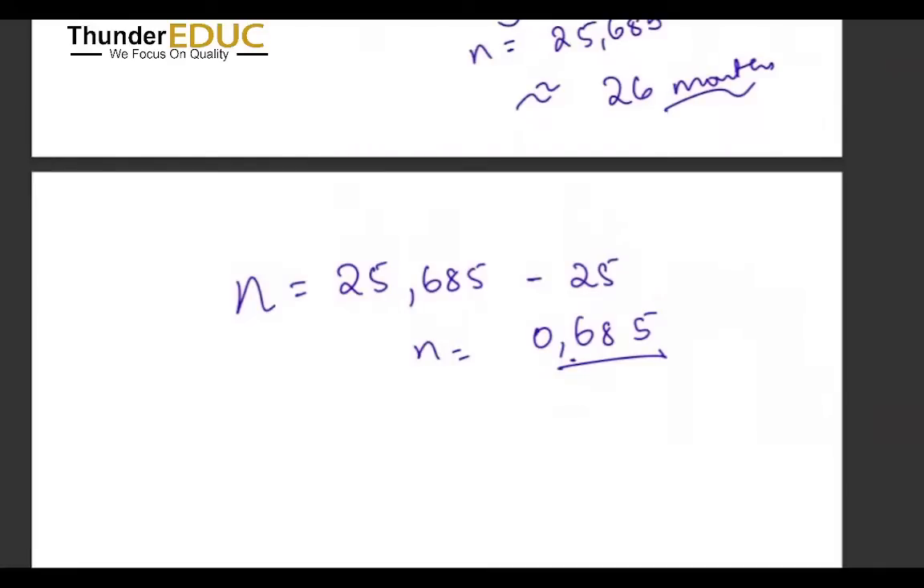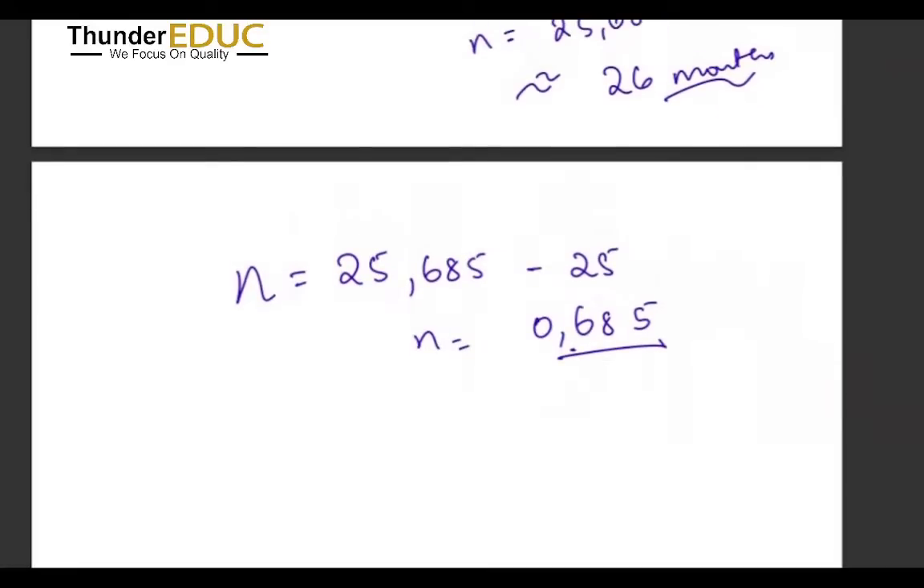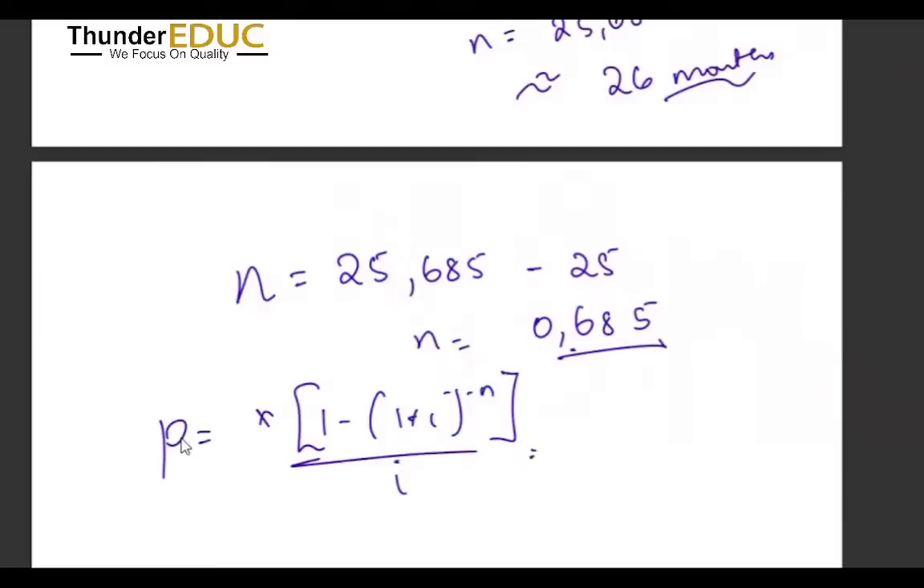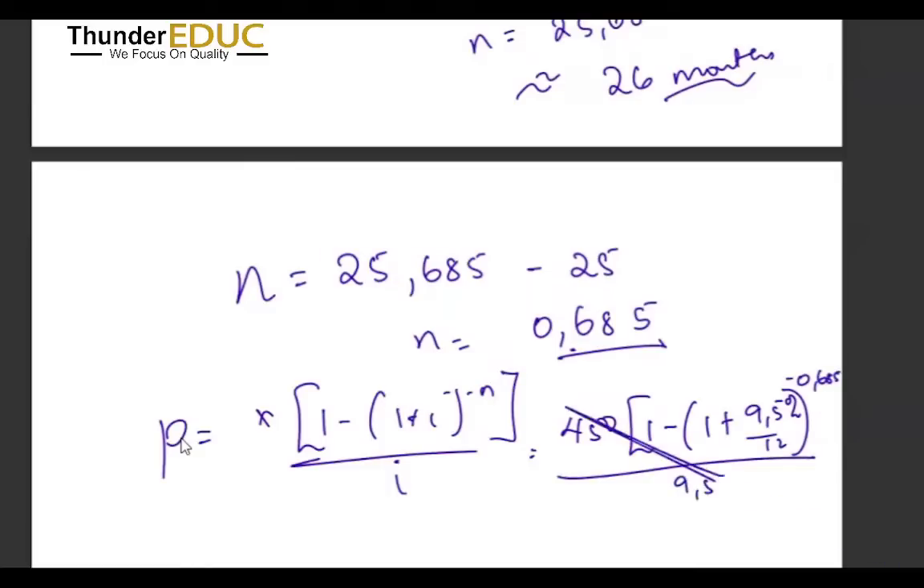We are saying that P is equal to x into 1 minus 1 plus I to the negative n over I. We do the substitution, it's going to be 450 into 1 minus 1 plus 9.5% over 12 to the exponent of negative 0.685. Everything is over 9.5% over 12.